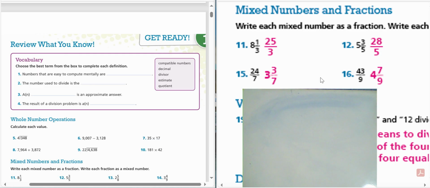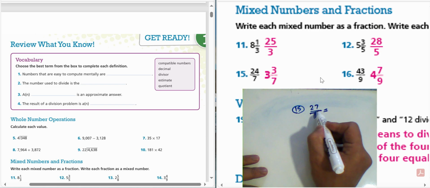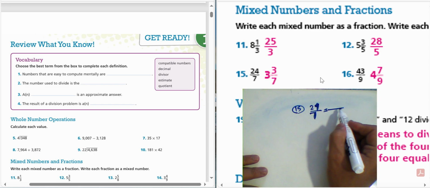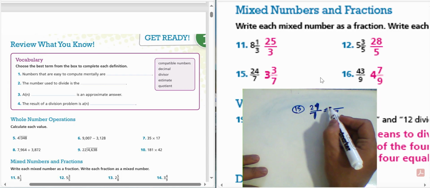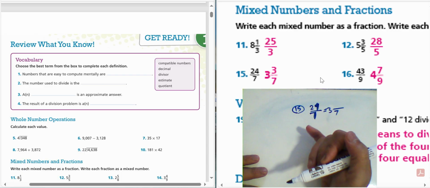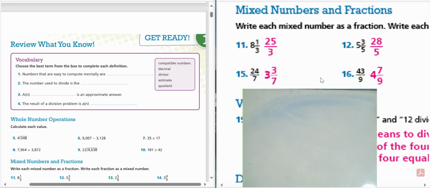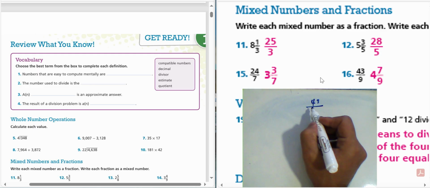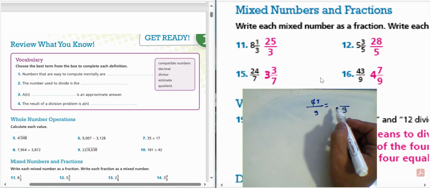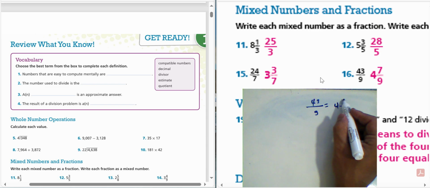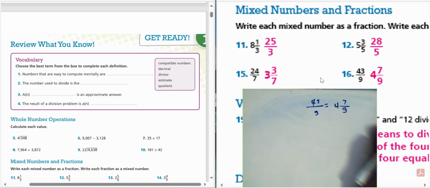Next question, number 15. We have 24 over 7. We can write 7 here. 7 times what equals the number nearest to 24? 3 times 7 is 21. Count from 21 to 24: 21, 22, 23, 24. Then the remainder will be 3. And what about 43 over 9? Write 9 here. 9 times what? 9 times 4 equals 36. 36 plus 7 equals 43. And the remainder here is 7. We can convert from improper fraction to mixed number.